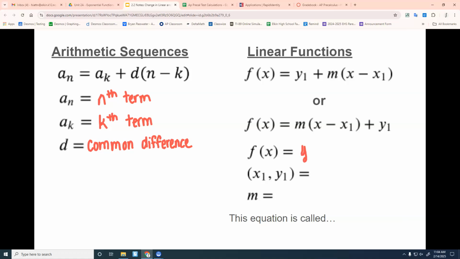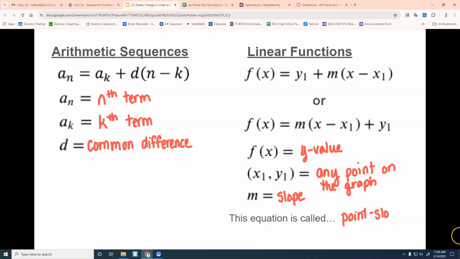F of x is still just your y value. (x1, y1) is any point on the graph. It's helpful to use this formula because it can be for any point on the graph. You don't have to have the y-intercept. It could be the y-intercept, but it doesn't have to be. And then m is still your slope. And like I said, this is called the point slope form of a line.